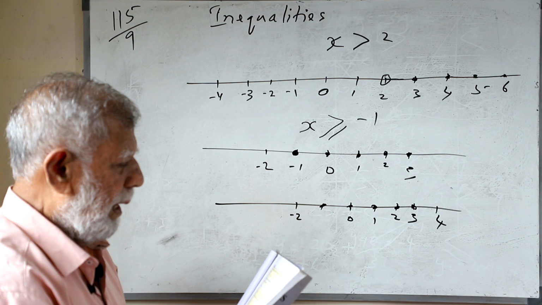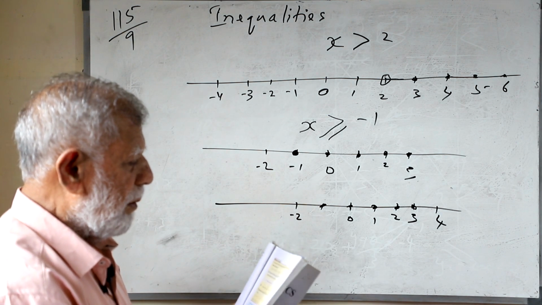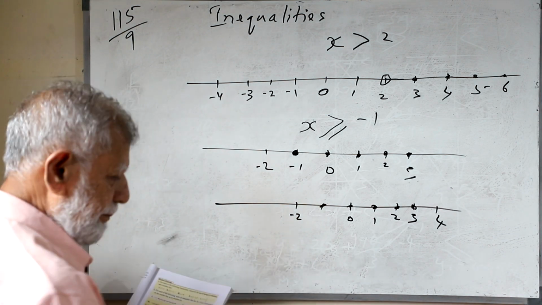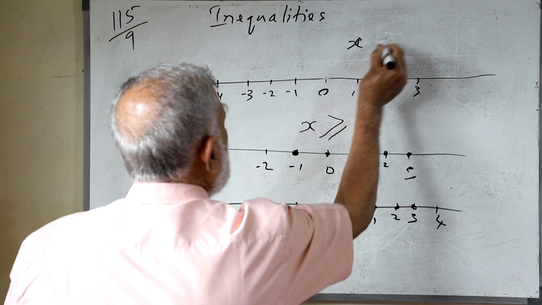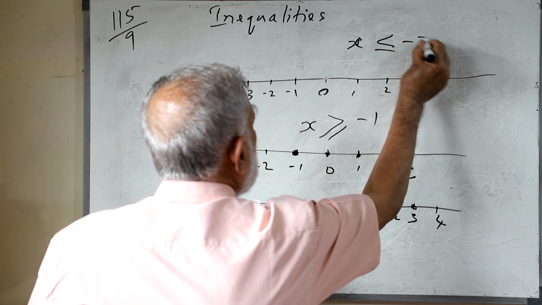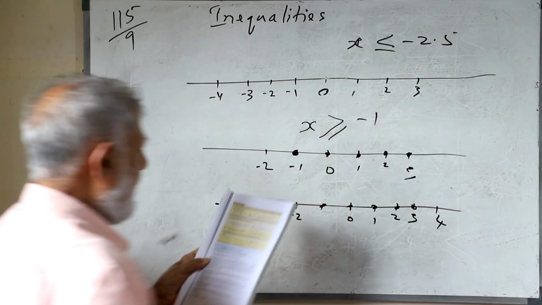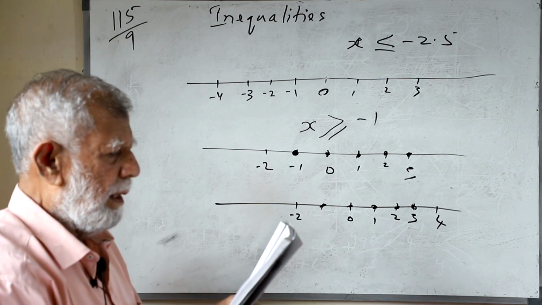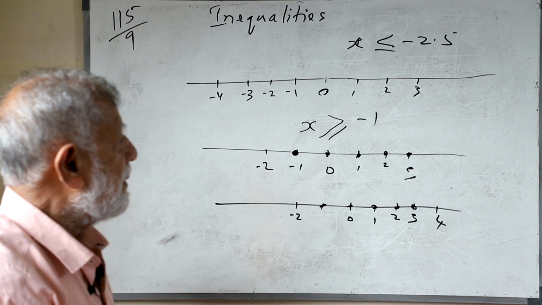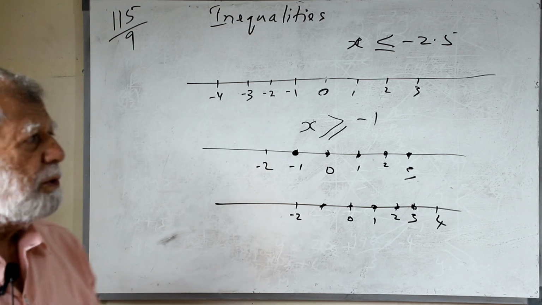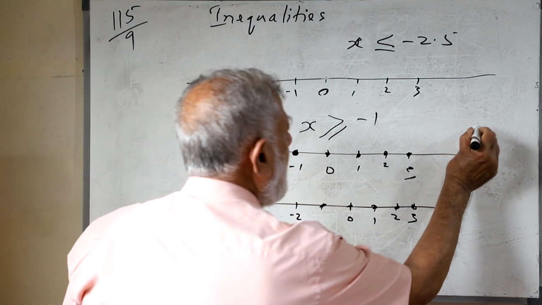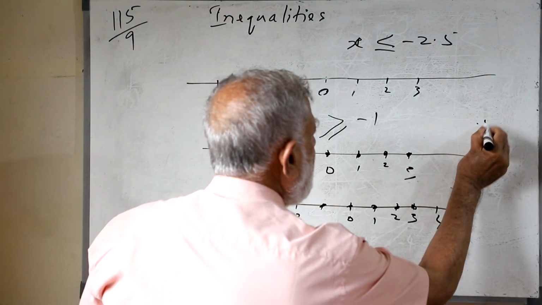Next one is x is less than or equal to minus 2.5. What is minus 2.5? Now, 0.5, I told you before, children, 0.5, the points you should know. 0.5 means, you can write in your formula book, 0.5 is equal to half.